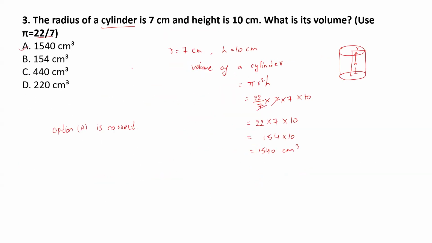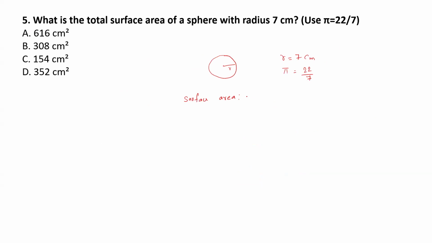4 pi r square. So it is 4 times pi r square. So you know pi, you know r. Now substitute. So 4 into pi is 22 by 7. R is 7. R square is 7 into 7. One 7 will get cancelled with the other one. So 4 into 22 into 7. This you have to do this multiplication. 4 into 22 is 88. 88 into 7, this we have to do. You have to multiply 88 by 7.